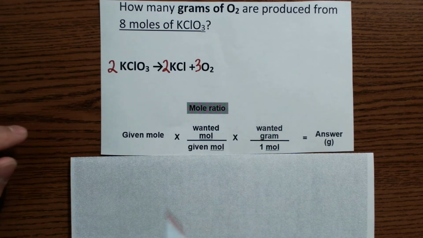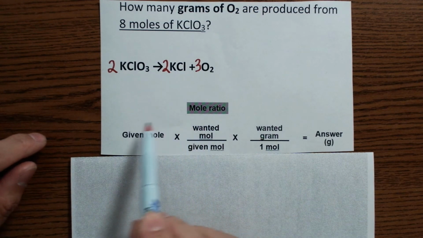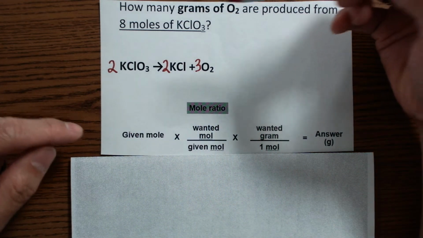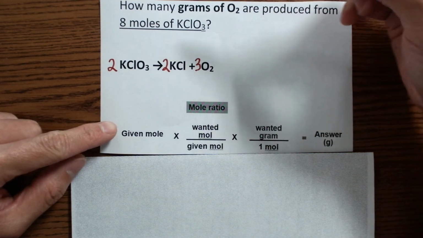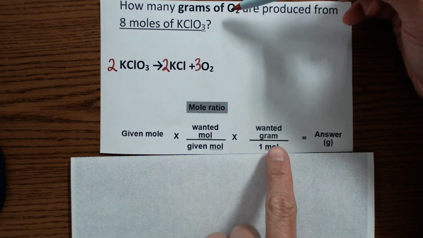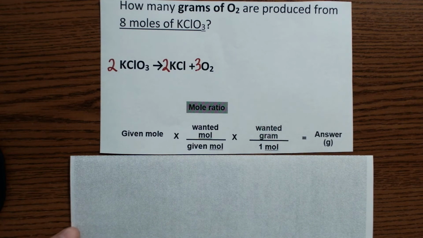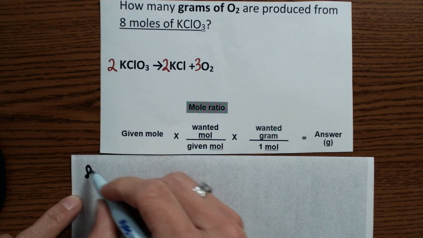Now, I'm going to follow this formula right here, this diagram that's given to you, using this as a guide. I am given moles, and I want to find grams. Always start with the given. So the first step is to start with the given. I'm going to write down 8 moles KClO3.